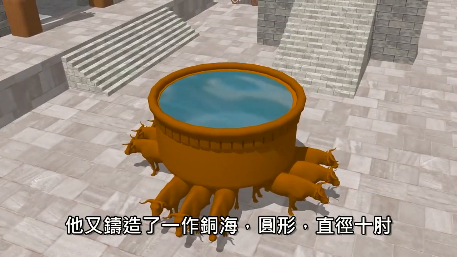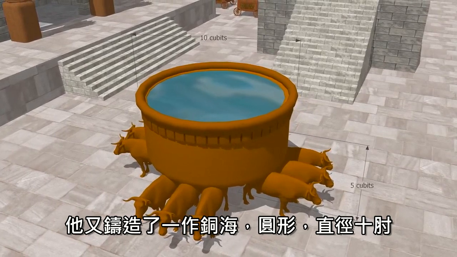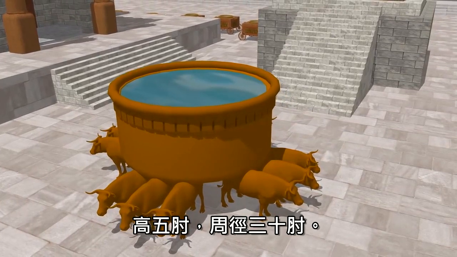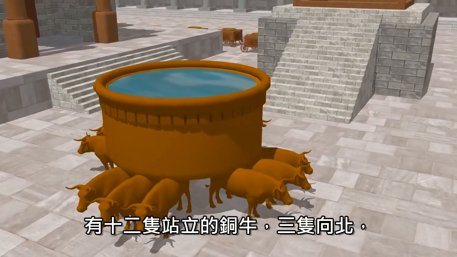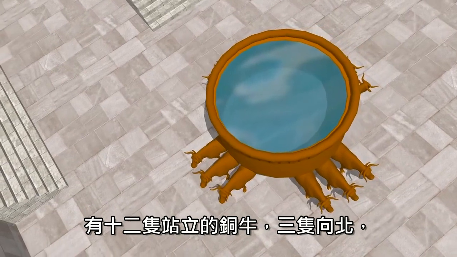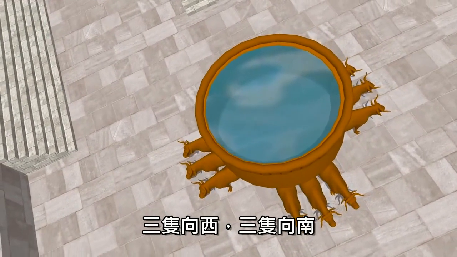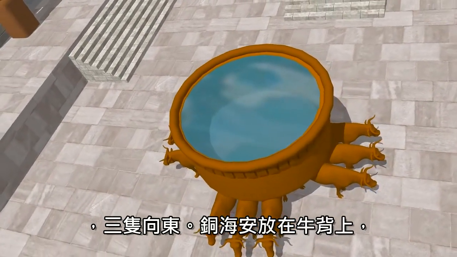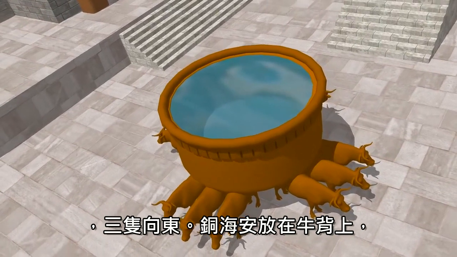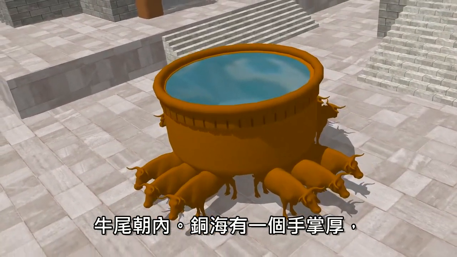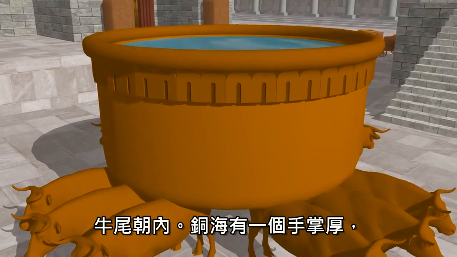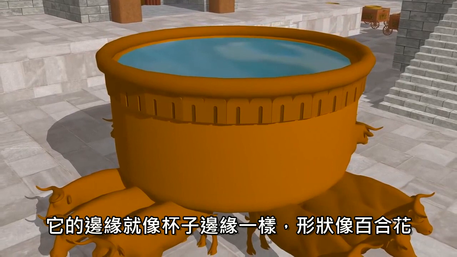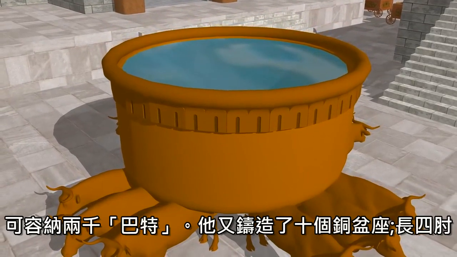And he made a molten sea, 10 cubits from the one brim to the other. It was round all about, and his height was 5 cubits, and a line of 30 cubits did compass it round about. It stood upon 12 oxen, 3 looking toward the north, and 3 looking toward the west, and 3 looking toward the south, and 3 looking toward the east. And the sea was set above upon them, and all their hinder parts were inward. And it was an handbreadth thick, and the brim thereof was wrought like the brim of a cup, with flowers of lilies. It contained 2,000 baths.